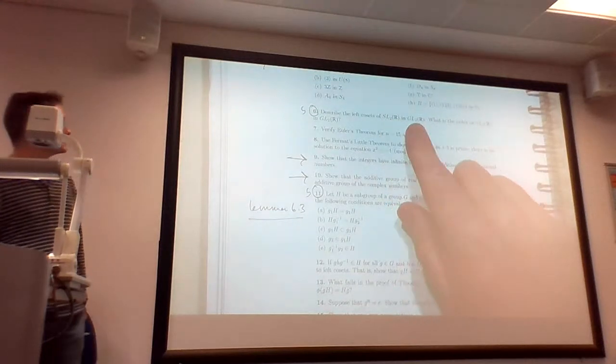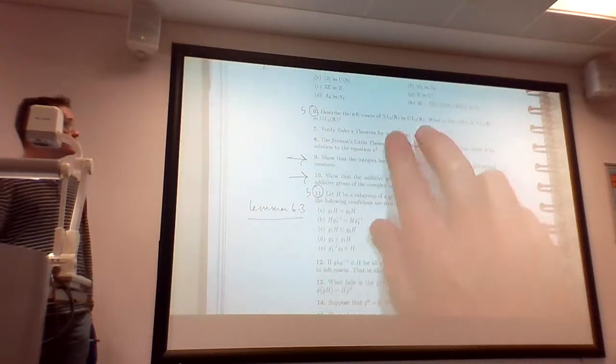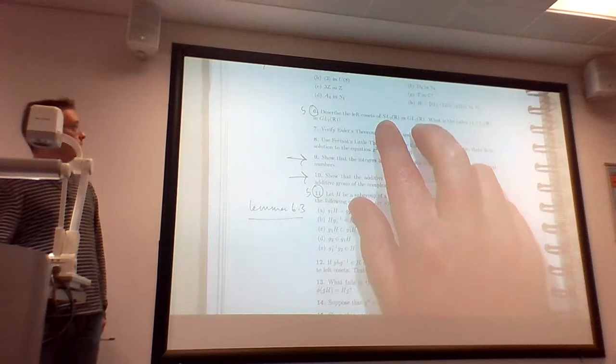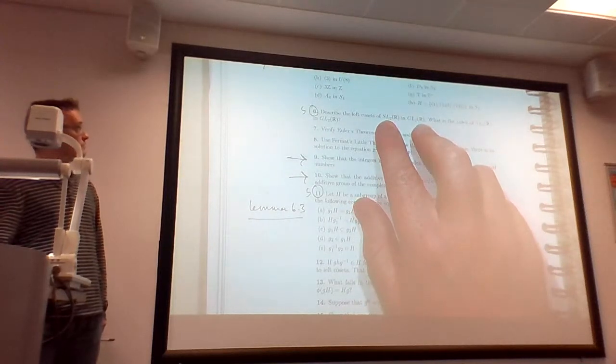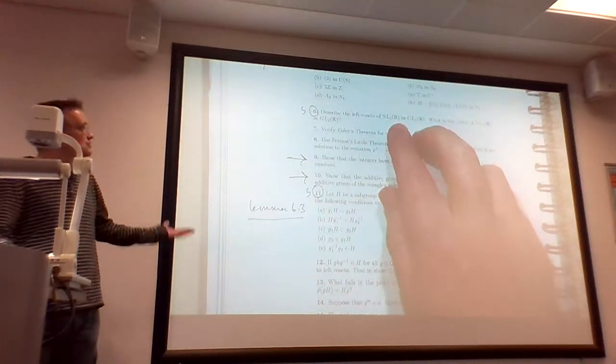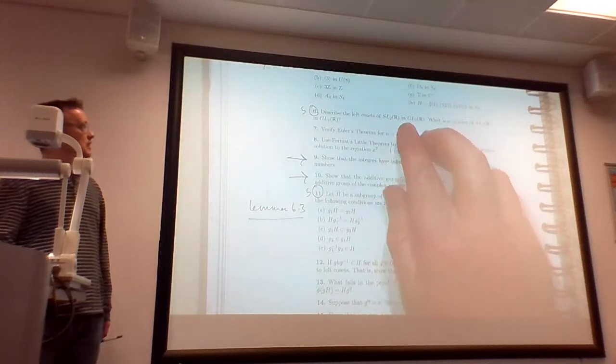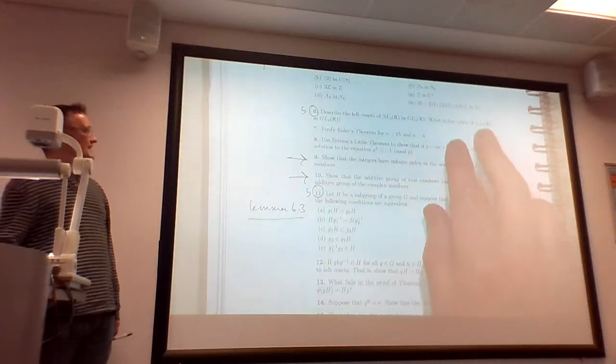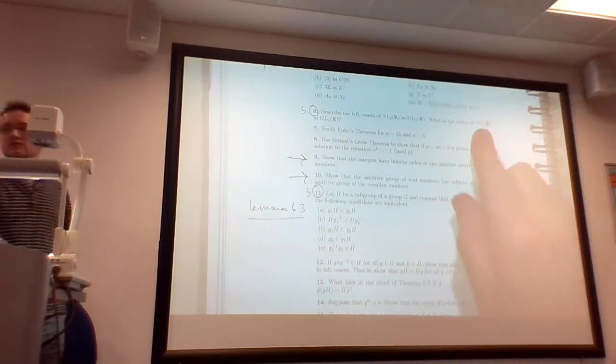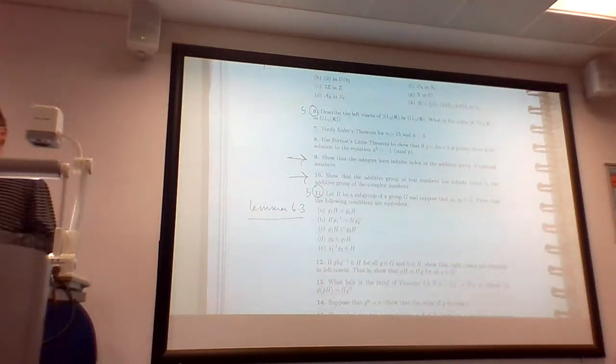So this is a subgroup of GL2R. Both groups are infinite, of course, but this question is to describe the left cosets of SL2R in GL2R, and what is the index? How many left cosets are there? Remember, the index is the number of left cosets. It could be finite, could be infinite. And if it's infinite, maybe we can try and describe what kind of infinite it is.